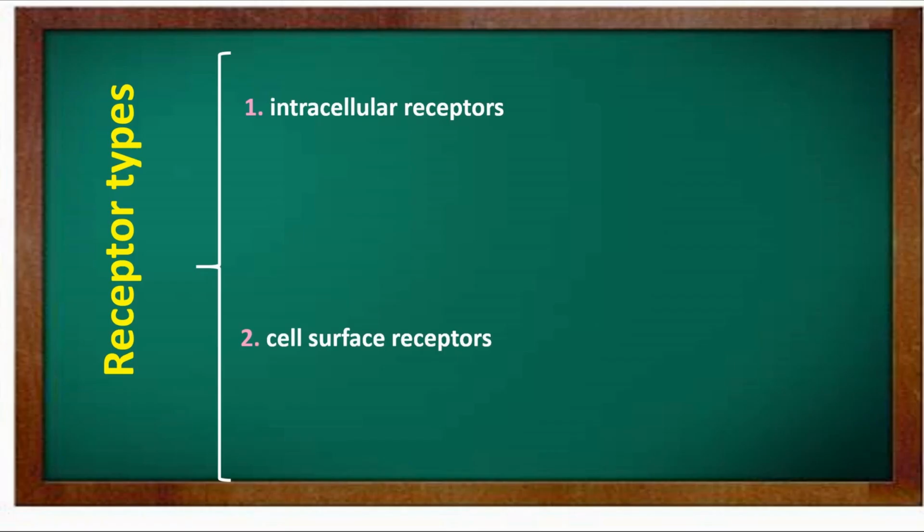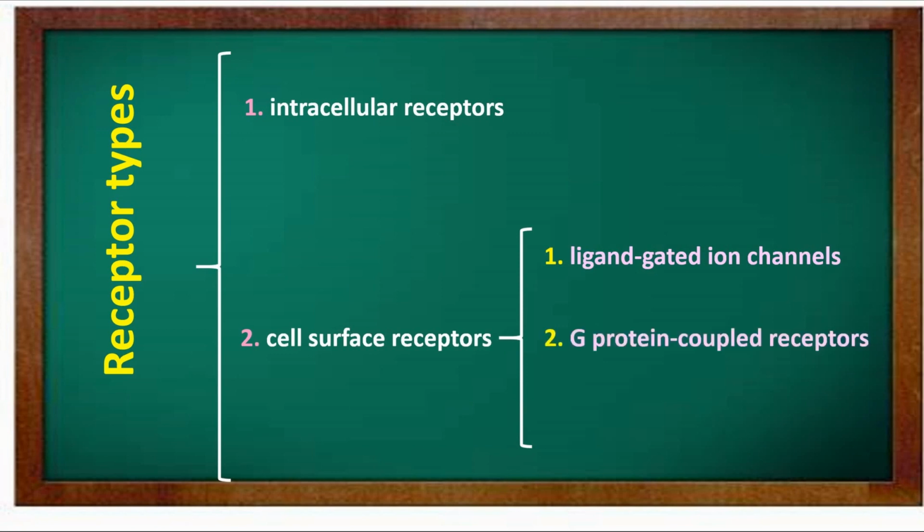Cell surface receptors can be divided into three subtypes. Number 1, ligand-gated ion channels. Number 2, G-protein coupled receptors. And number 3, receptor tyrosine kinases.